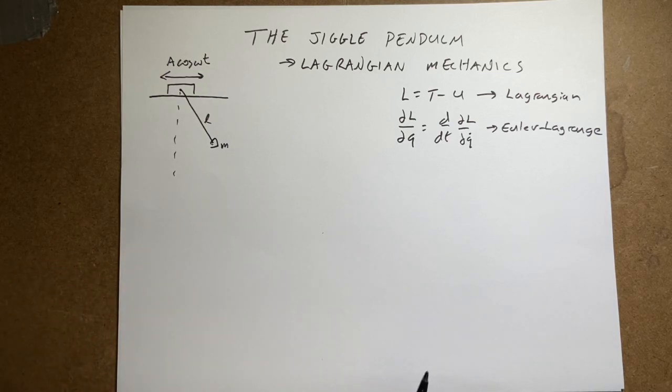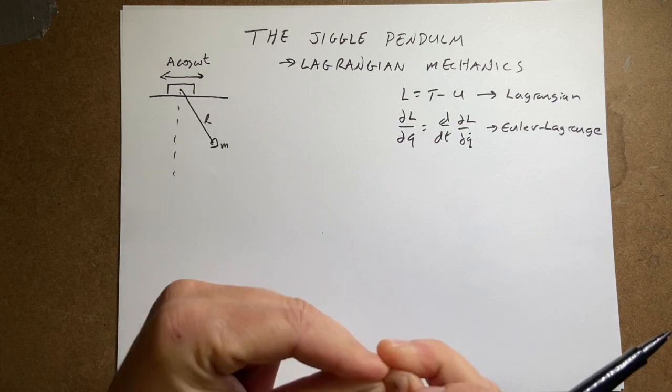How long is this video going to be? I have no idea, but we're going to do it. This is the Jiggle Pendulum. This is one of my favorites. So let me describe the situation. I'll talk about the Lagrangian, and then we're just going to do it.